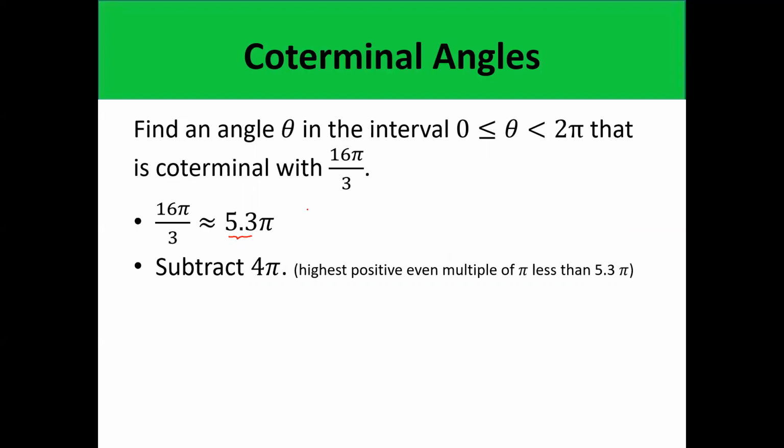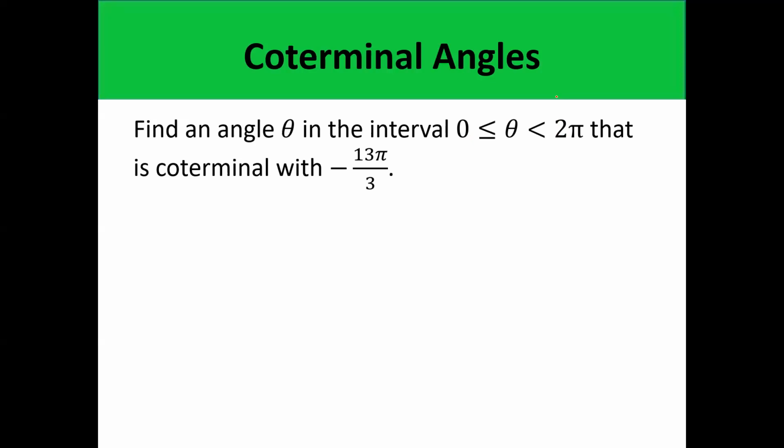And it's going to be 16 pi over 3 minus 4 pi. And combining these two, that will give us 4 pi over 3. And 4 pi over 3 is inside this interval because 4 over 3 is 1 and 1/3, and that's between 0 and 2.